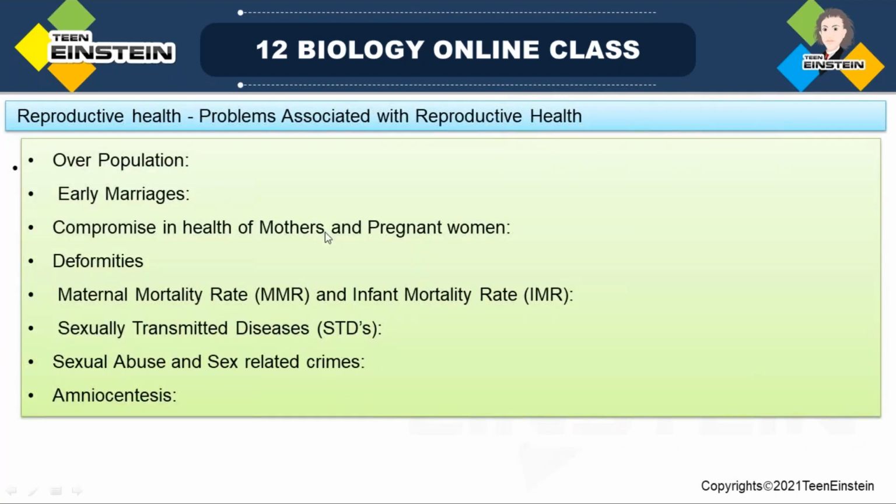So in this, what you need to know is that the main thing is the problems associated with reproductive health. You may get questions about maternal mortality rate and infant mortality rate, or what all is affecting reproductive health. Then about amniocentesis, you may get questions on the main problems which have a major role in reproductive health in society. So these things you need to note down.